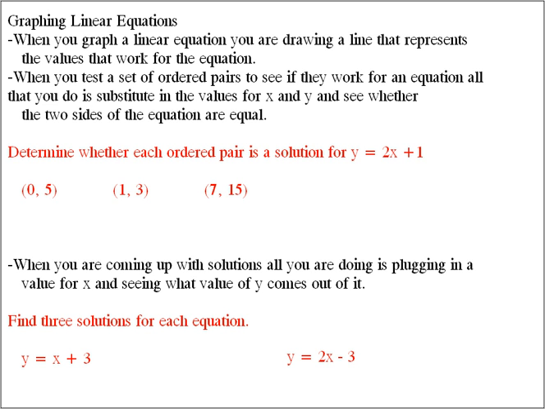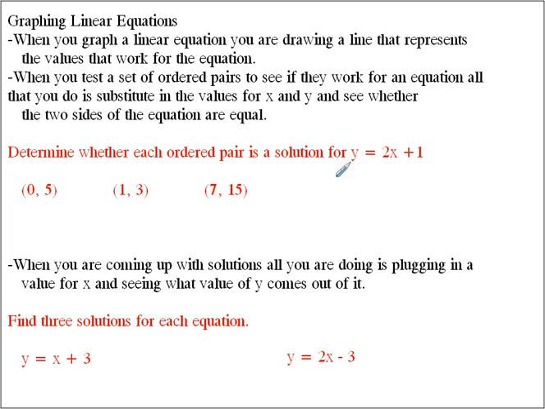Values. Now when you graph a linear equation, what you're doing is drawing a line that represents the values that work for that equation. When you test a set of ordered pairs to see if they work, all you're doing is substituting in the values for x and y and seeing whether the two sides of the equation are equal.